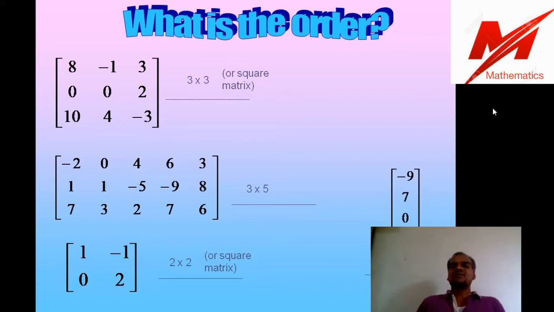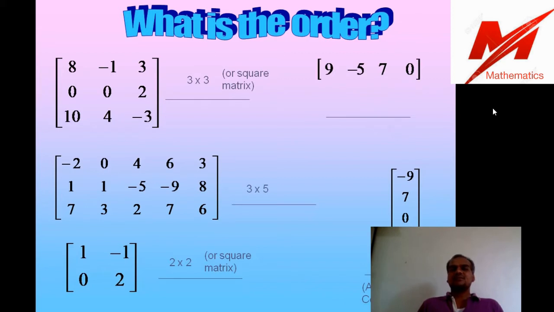Now see one more example. Here we have how many rows? 4 rows. And how many columns are here? Only 1. So the order of the matrix is 4 by 1. Here it is called a column matrix because it has only one column.